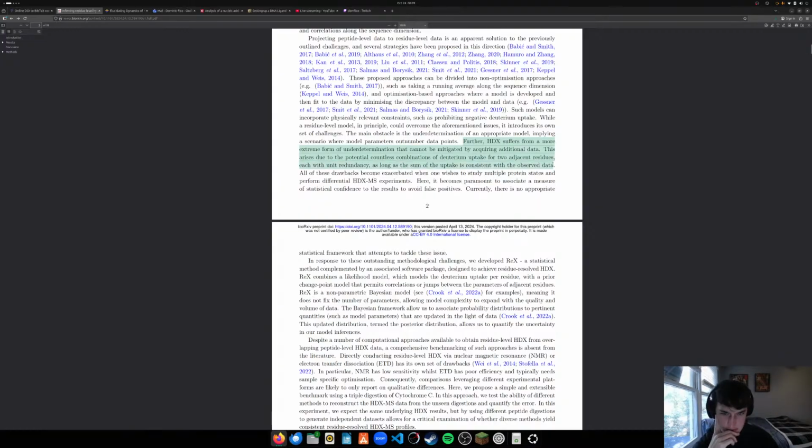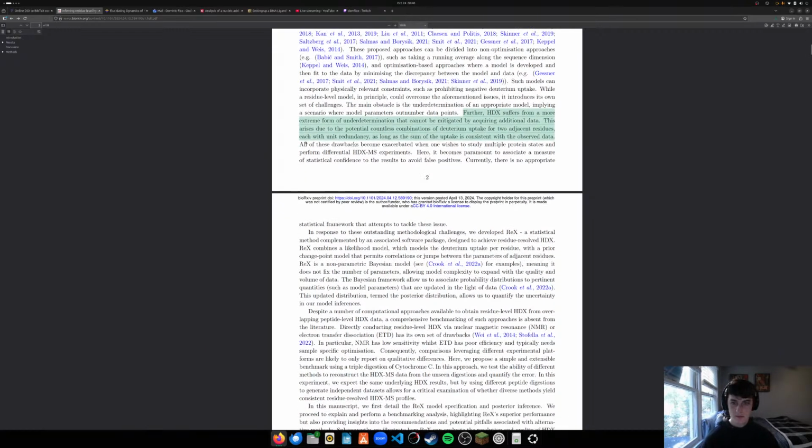This arises due to the potential countless combinations of deuterium uptake for two adjacent residues, each with unit redundancy, as long as the sum of the uptake is consistent. Oh, I see. So it's degenerate solutions is basically what they're talking about.